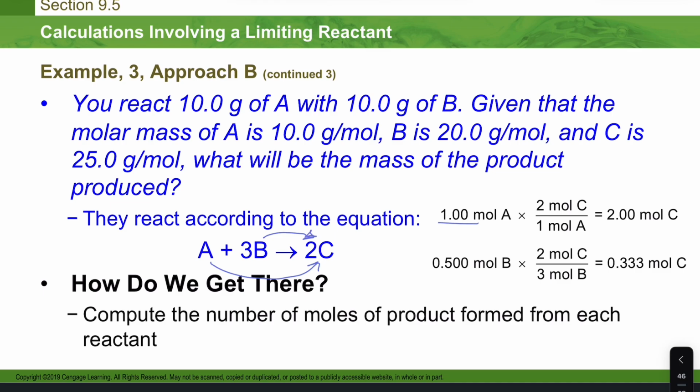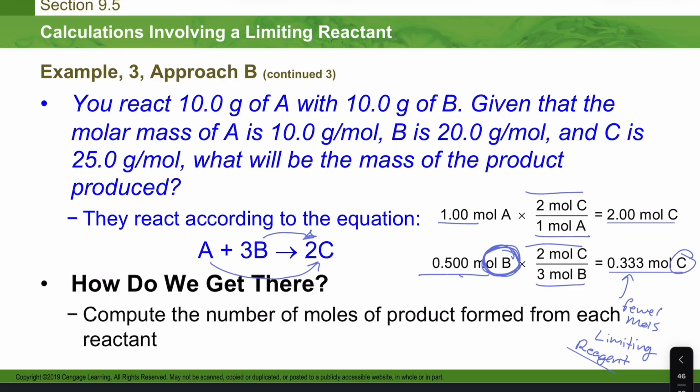So 1 mole of A, 1 mole to 2 mole ratio gives you 2 moles of C. 0.5 moles of B, there's a 3-to-2 ratio, gives you 0.33 moles of C. And right away, I know, because this one makes fewer moles, we have our limiting reagent. Keep in mind, your limiting reagent is exactly that, a reagent. So your reagent is B. It's not C, it is B, not C.